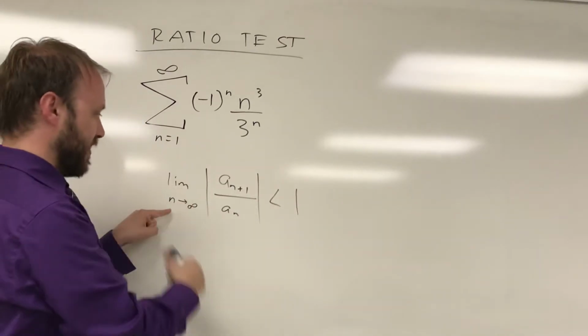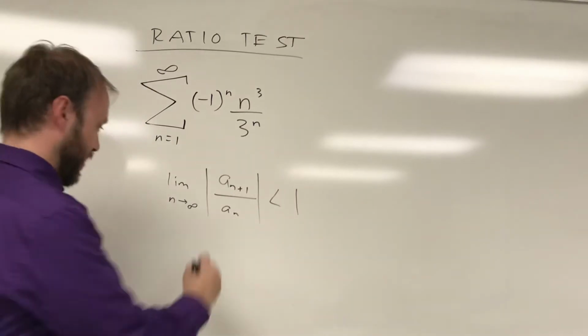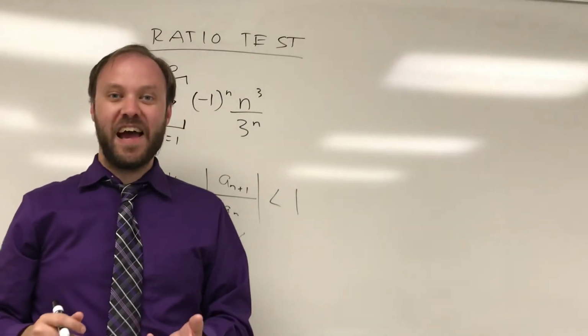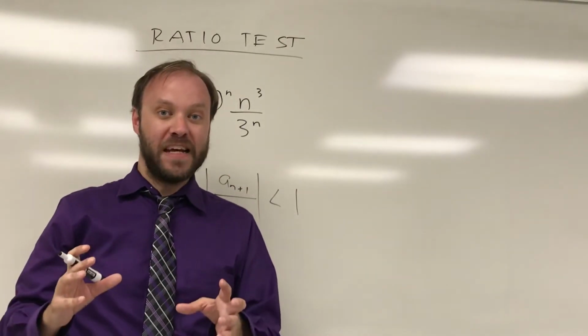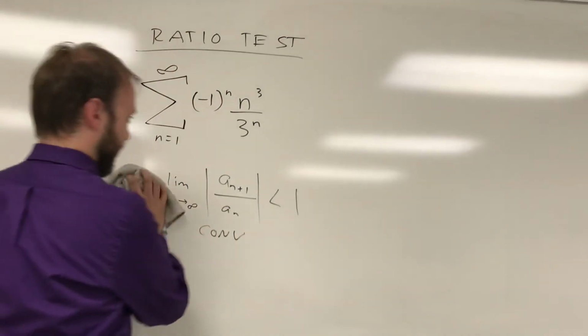If the limit as n approaches infinity of the n plus 1st term divided by the nth term is less than 1, then your series converges. If it's greater than 1, your series diverges. If it's equal to 1, it's inconclusive. You've got to use some other kind of test. So let's take a look at this here.